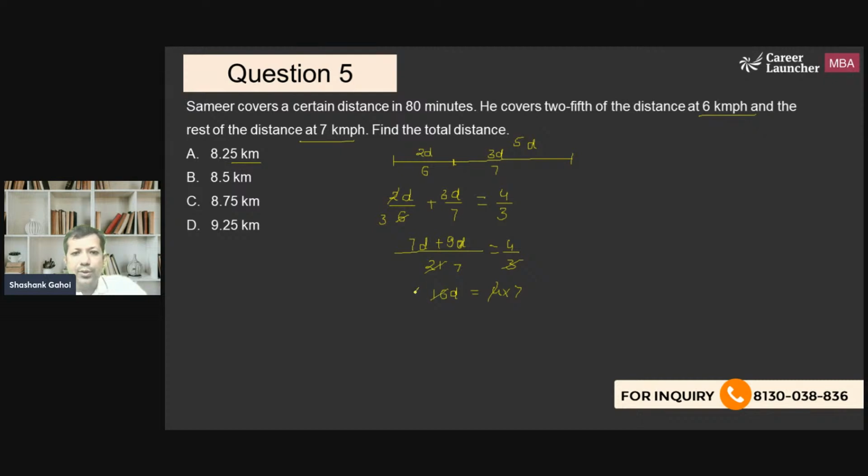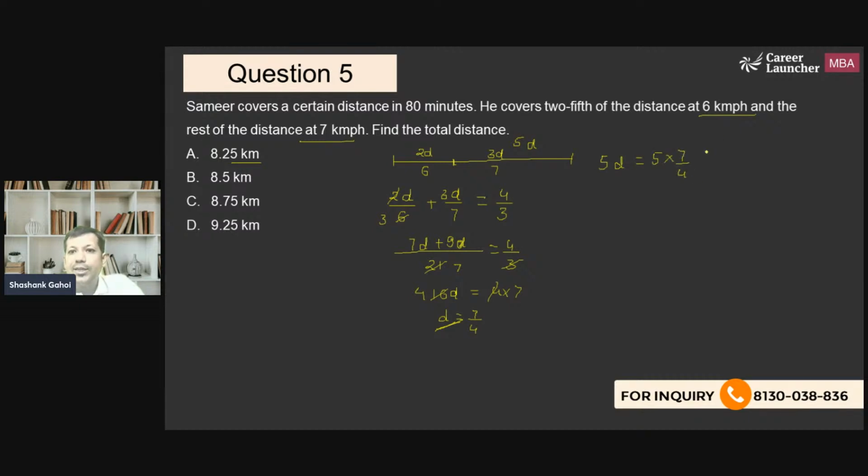So this is equal to 4. So D comes out to be 7 upon 4. Okay. So my answer should be 1.75, but the question is talking about the distance, and the distance that we have assumed is not D, it's 5D. So what is 5D? 5D is equal to 5 into 7 by 4.